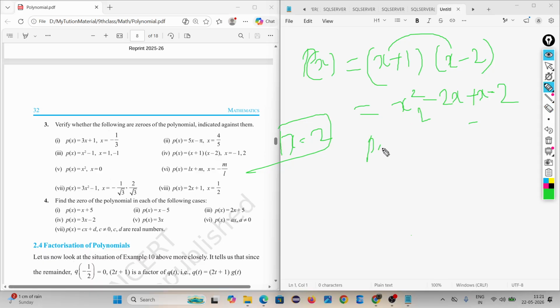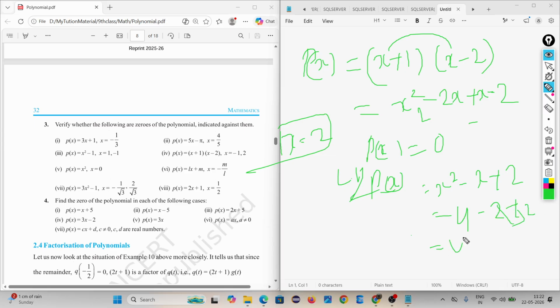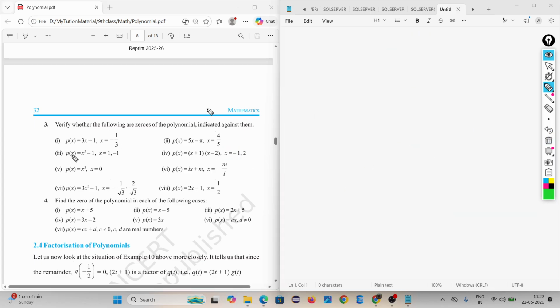Same question, P of x should equal 0. LHS: p of x equal to x square minus x minus 2. With x equal to 2, 2 square is 4, minus 2, minus 2. Is it 0 or not? It is 0, so only x equal to minus 1 is correct. Okay, then come to the next question.